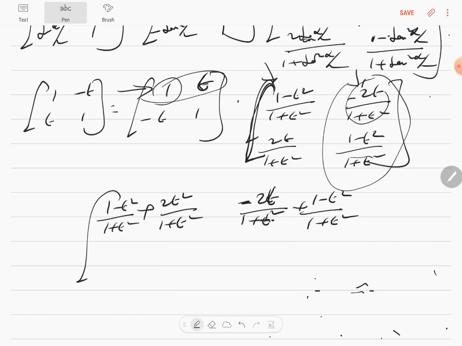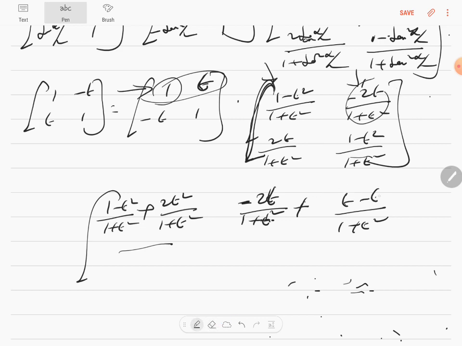First element with this will be minus 2t by 1 plus t square. And this first row, second column will be t into, right? Will be plus t into 1 minus t square by 1 plus t square. Correct? First row, first column is this. First row, second column is minus 2t by 1 plus t square plus t into 1 minus t square by 1 plus t square. So when I take the t in, I'll get t minus t cube by 1 plus t square. So this is what it is.